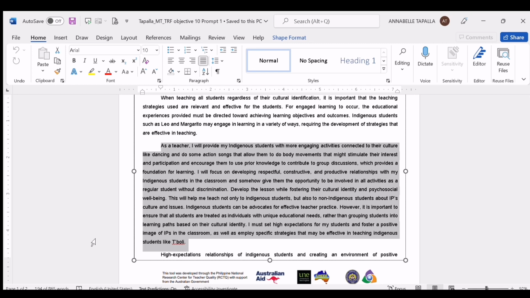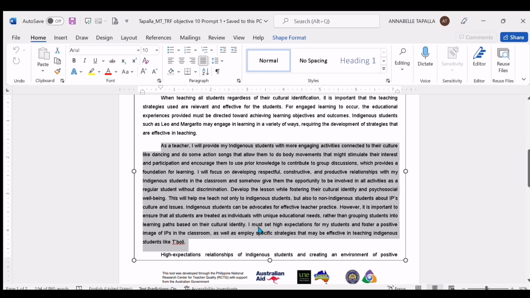I will focus on developing respectful, constructive, and productive relationships with my indigenous students in the classroom and somehow give them the opportunity to be involved in all activities as a regular student without discrimination. Develop the lesson while fostering their cultural identity and psychosocial well-being. This will help me teach not only indigenous students but also non-indigenous students about IP's culture and issues. Indigenous students can be advocates for effective teacher practice. However, it is important to ensure that all students are treated as individuals with unique educational needs rather than grouping students into learning paths based on their cultural identity.